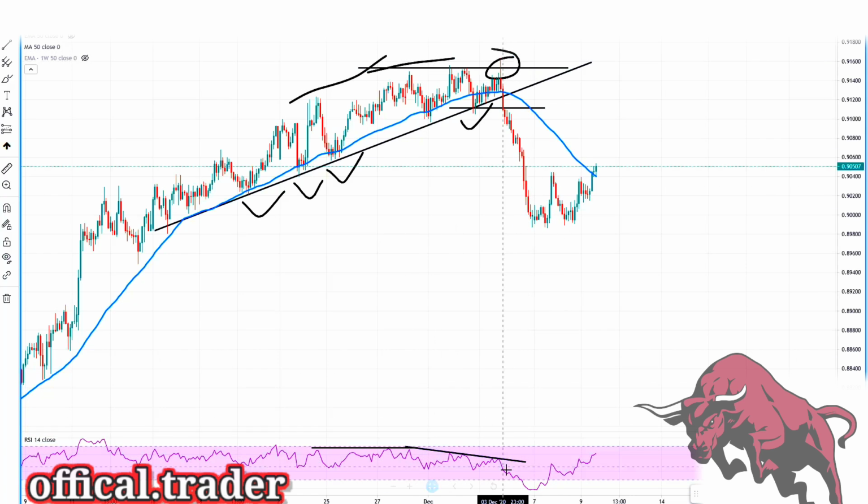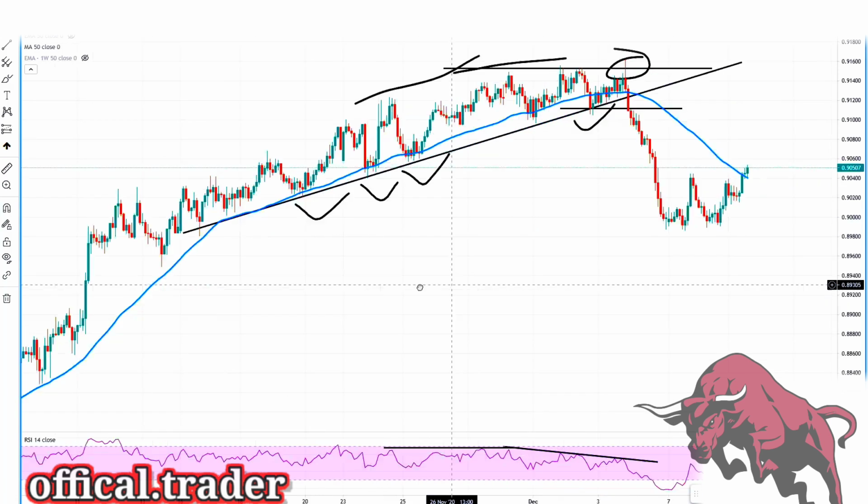And then you can see here, this is where the market then dipped below the moving average, below the trend line. And you can see the RSI also entered here, the 20 area, which is a very significant bearish mode.